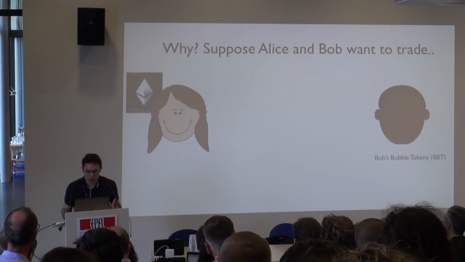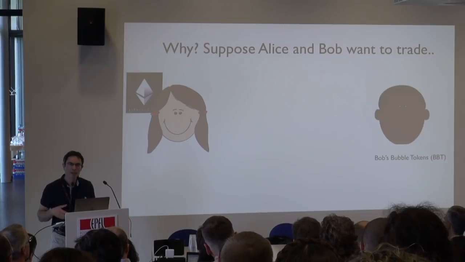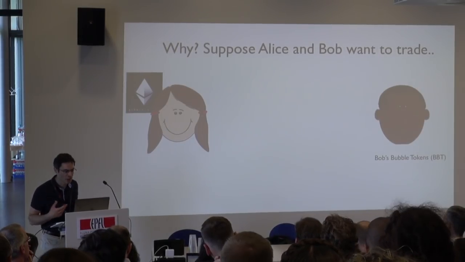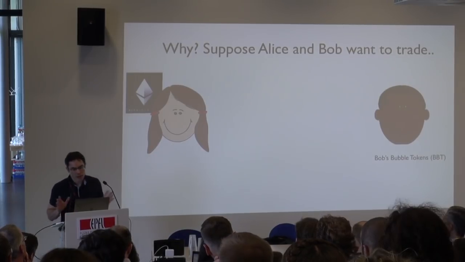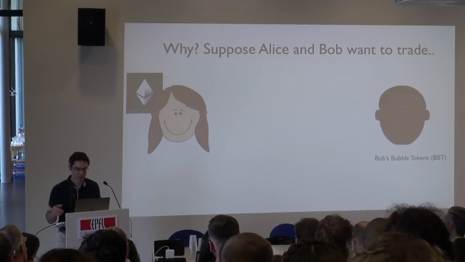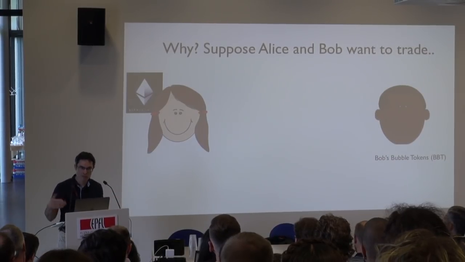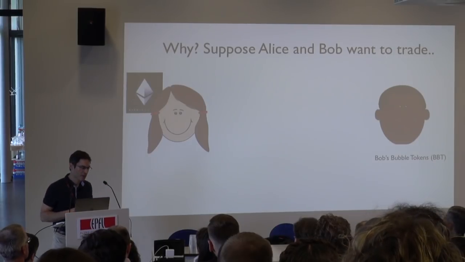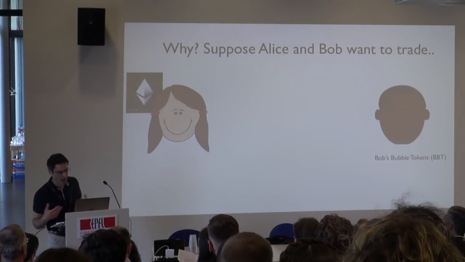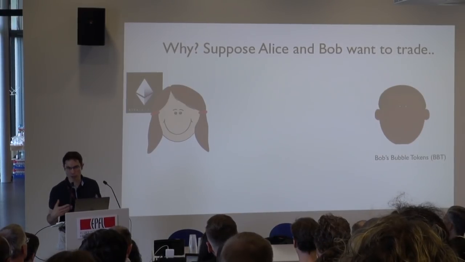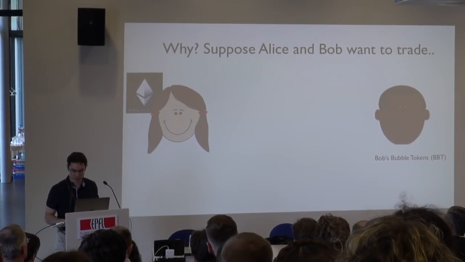Why are people so interested in Ethereum? Let me give you some sense of the things that Ethereum and smart contracts in general can do. As an example, suppose that Bob has created a new cryptocurrency, in particular a token. I'll explain later what a token is. Call it Bob's Bubble Token. And Alice would like to buy some Bob's Bubble Token. In particular, she's willing to spend 1 ether to buy 10 of these things.